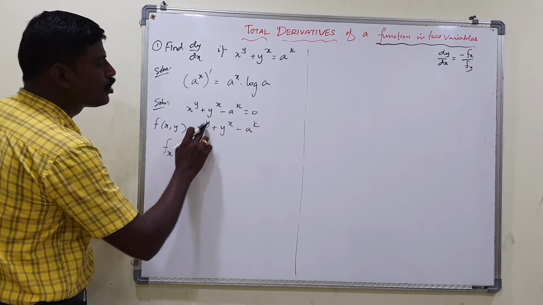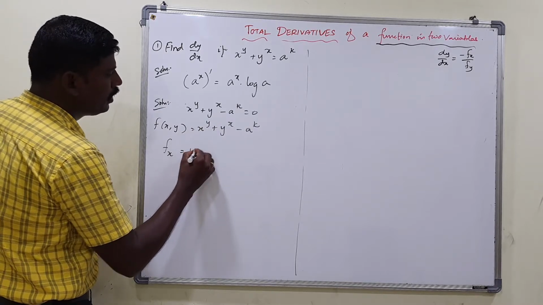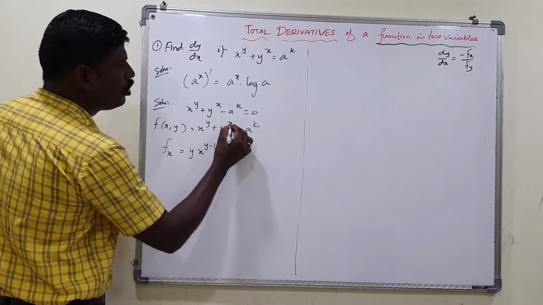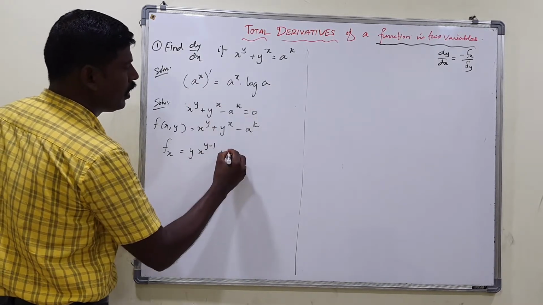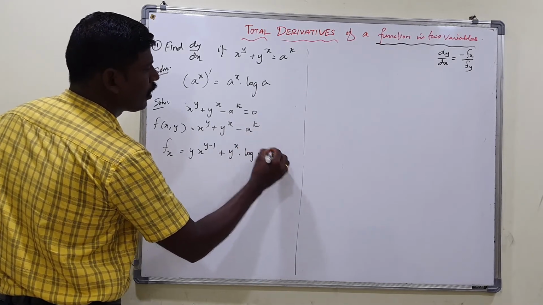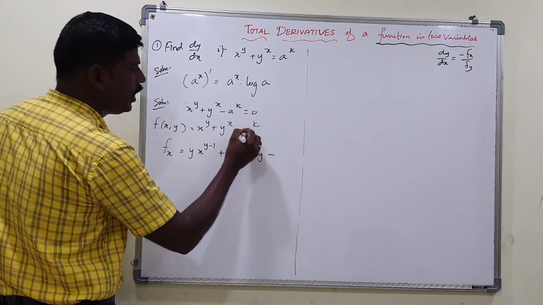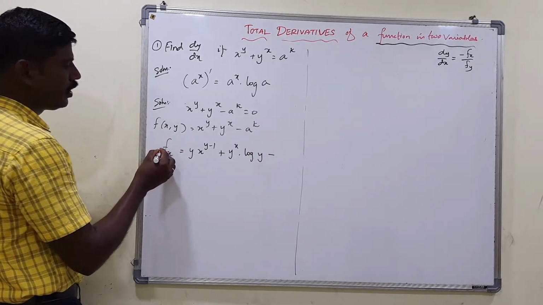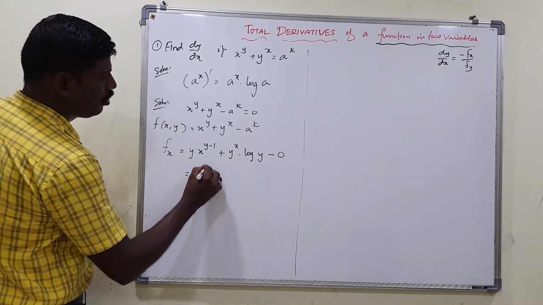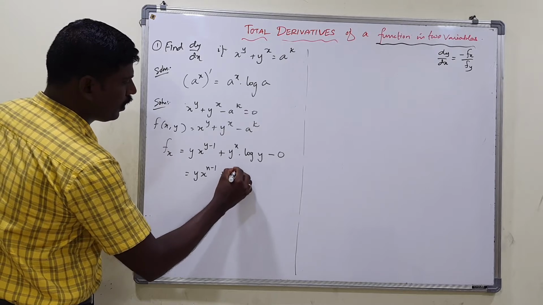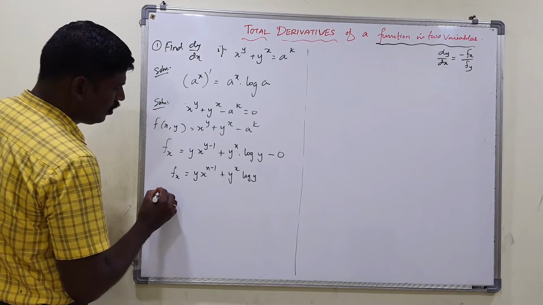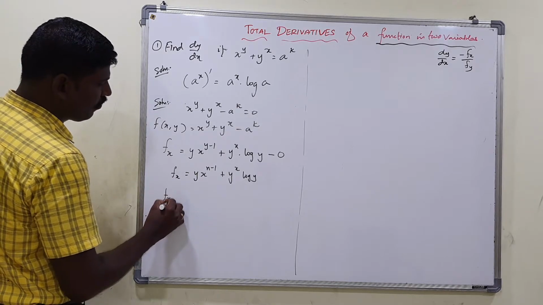So it is in the form of x to the power n type. So n into x to the power n minus 1 plus here it is a constant to the power x. So you can apply this formula like here: y power x into log y minus a power k. A is constant, k is also constant, the whole term is a constant. So we are taking partial derivative with respect to x, this will be 0. Right? So y into x to the power y minus 1 plus y to the power x log y is the value of fx. Right? Okay, then go to find the value of fy.